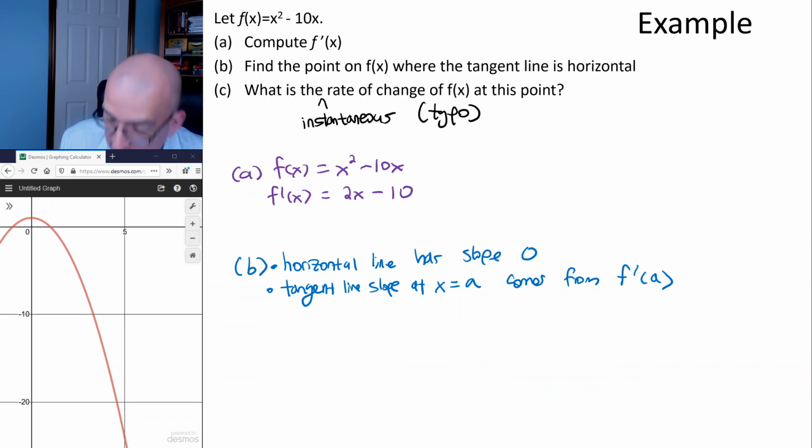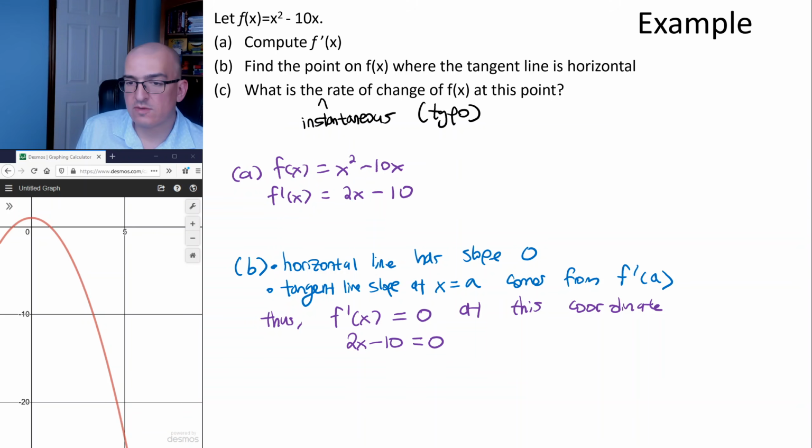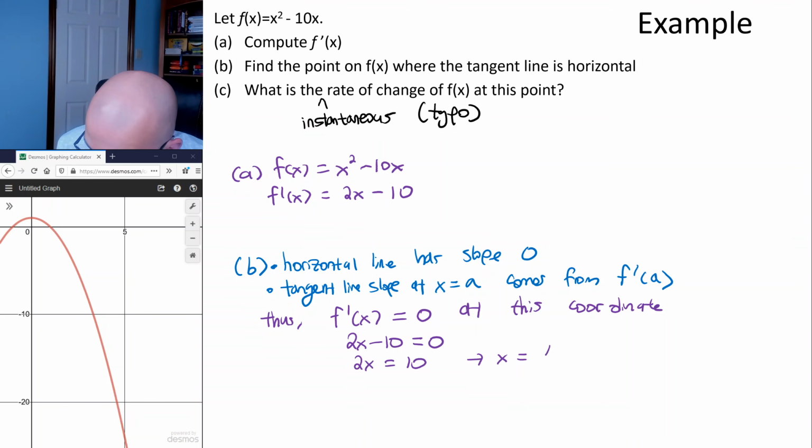So that means, thus, f prime of x equals 0 at this coordinate. So 2x minus 10 is equal to 0. That's the condition we need to occur in order for the tangent line to be horizontal at some coordinate. I'm going to add 10 to both sides, so 2x is equal to 10, and then that means x is 10 over 2, which is 5.